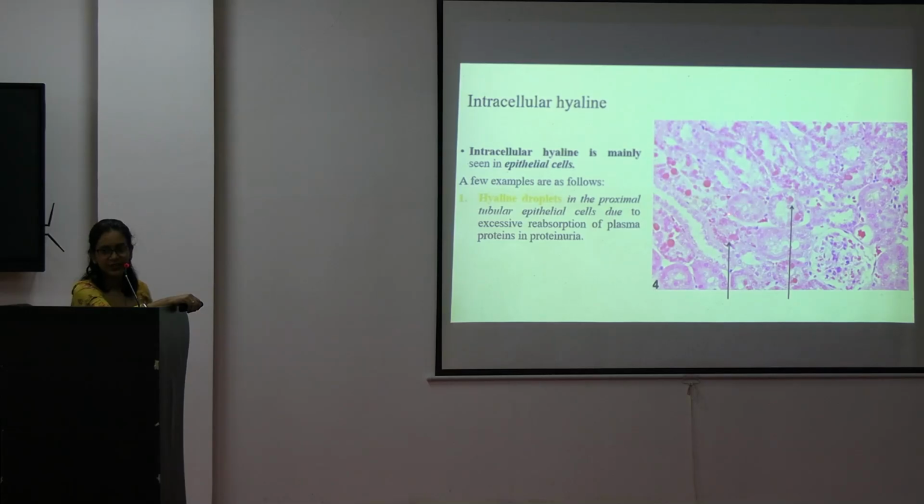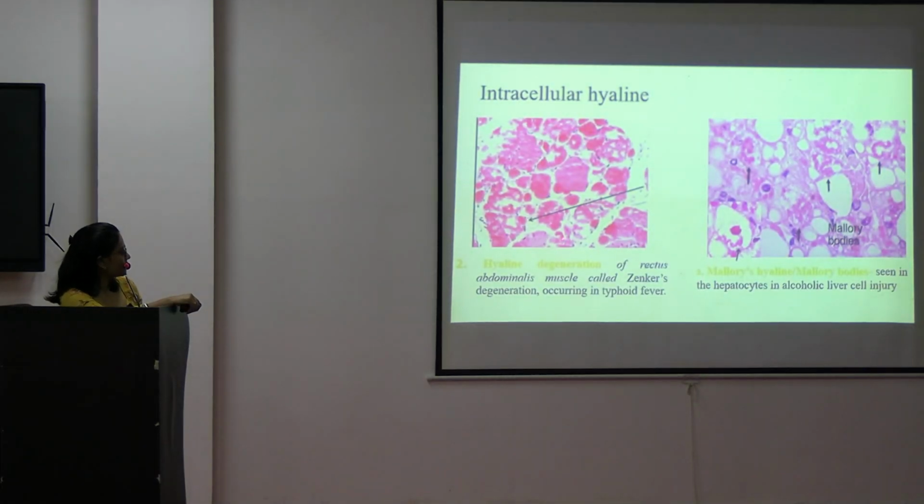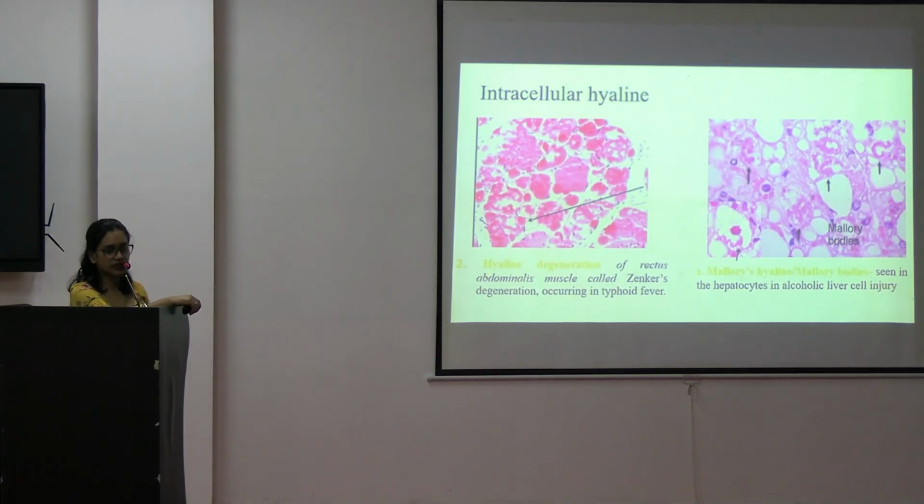Yeah? Can you appreciate that this is a kidney? Okay. So don't confuse these. These are RBCs. Can you see these eosinophilic droplets? Can you appreciate them? Yeah? So these are hyaline droplets. So why are they formed? They are formed in cases of proteinuria, when there is increased reabsorption of protein by the renal tubular cells. Now this is an example of hyaline degeneration of the muscle, especially the rectus abdominis muscle. This is a very specific name called Zenker's degeneration, and we see it in typhoid fever.